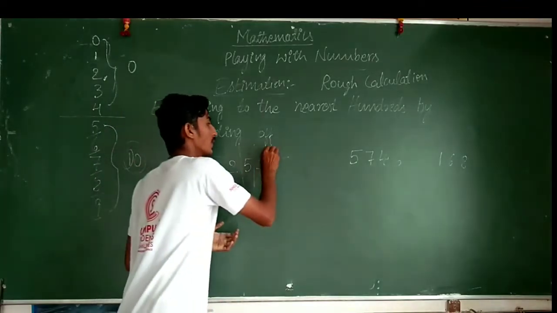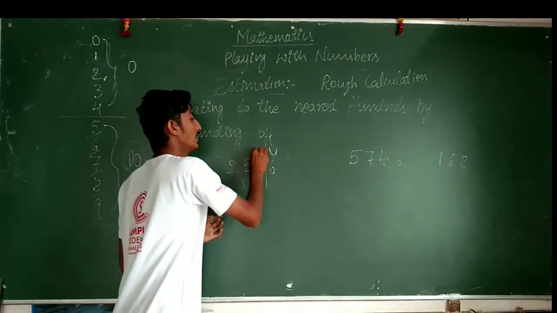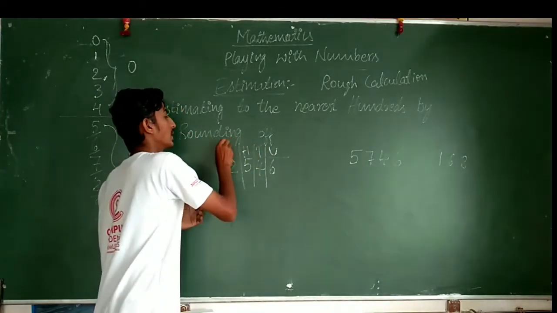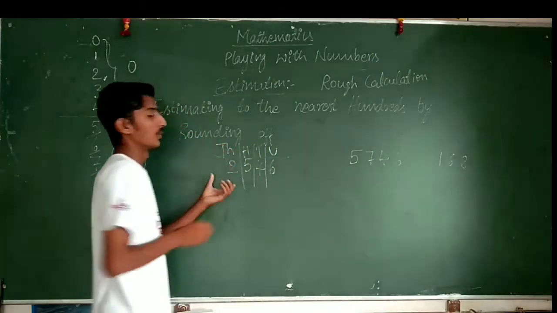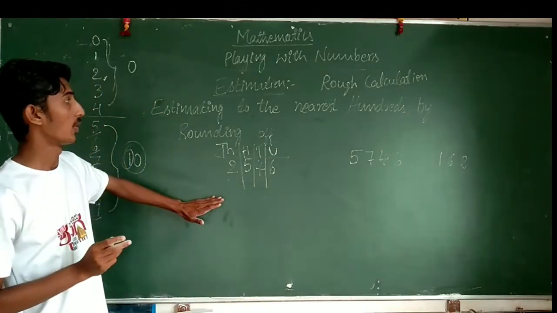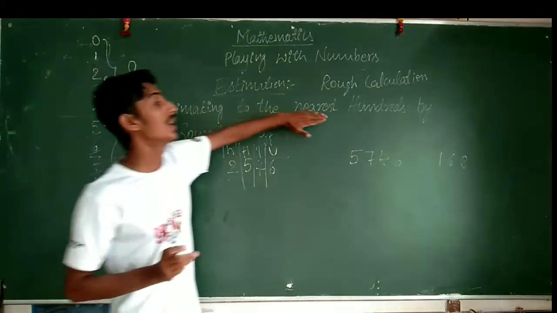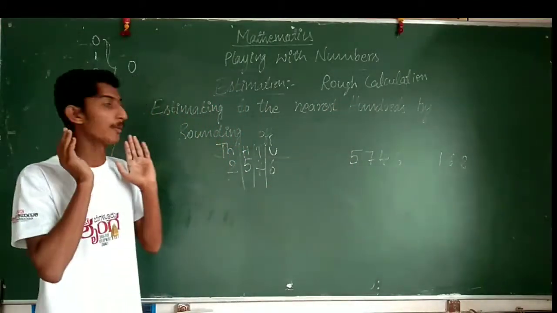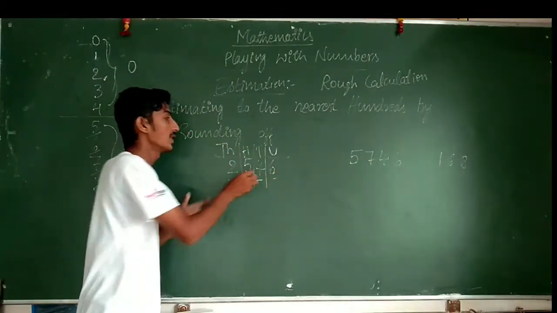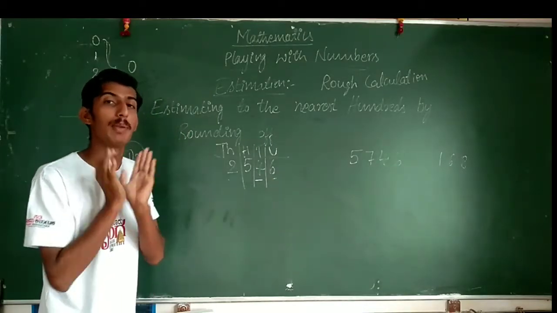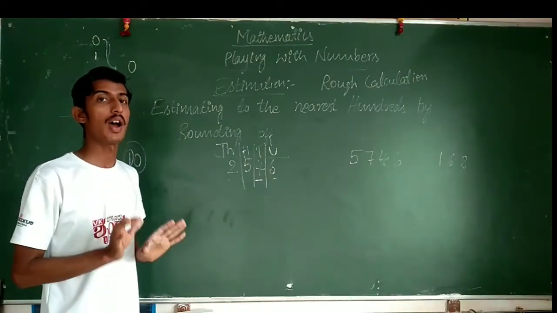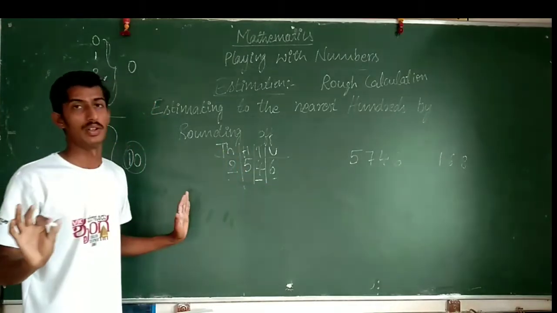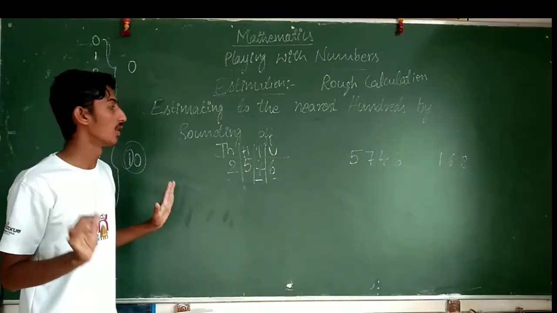In unit place 6 is there, in 10 place 4 is there, in 100 place 5 is there, and in 1000 place 2 is there. First they give the nearest 100. Nearest 100 means we have to put a 0 in unit and 10 place only. We are not thinking about 100 and 1000. That's all.